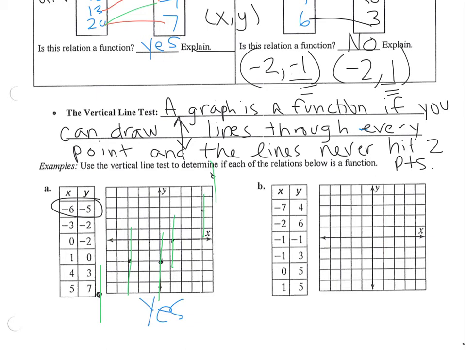So then I'm going to do it again over here. So -7, 4 is off the charts again. -2, 6 off the charts. -1, -1. -1, 3. 0, 5. And 1, 5. Now I'm going to draw vertical lines through each part. These are horrible vertical lines. Okay, so you can tell that right here and right here on your chart that this x has 2 different y's. So that is not a function. There's no way that that can happen.